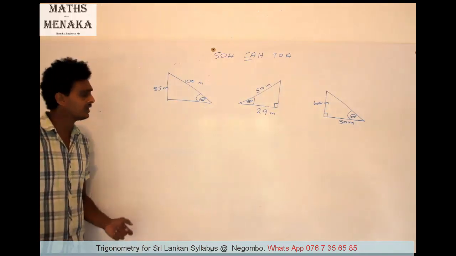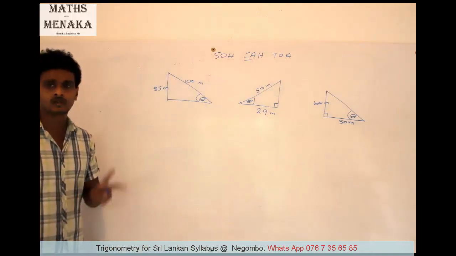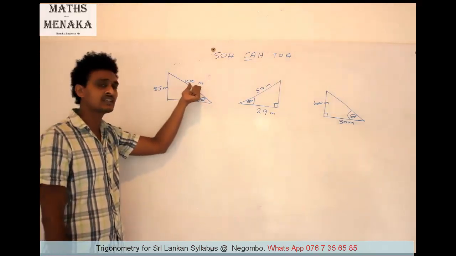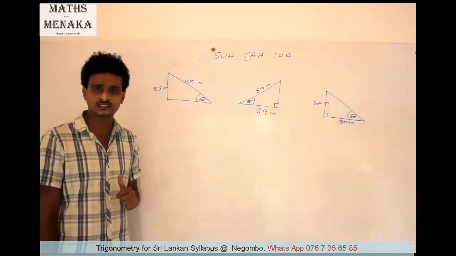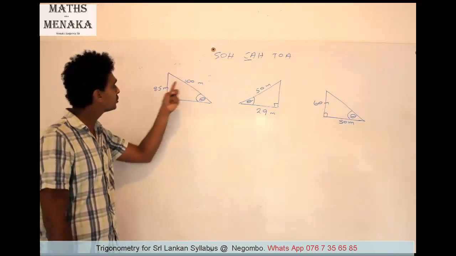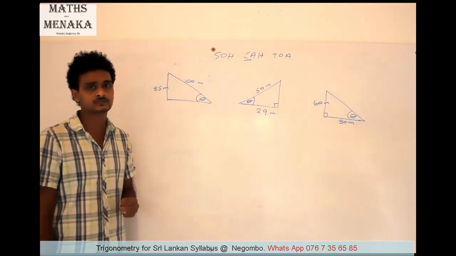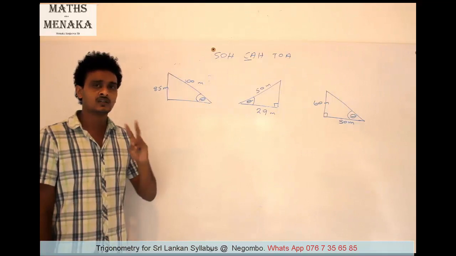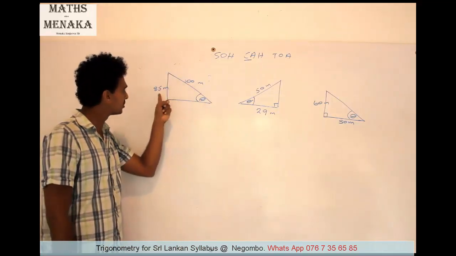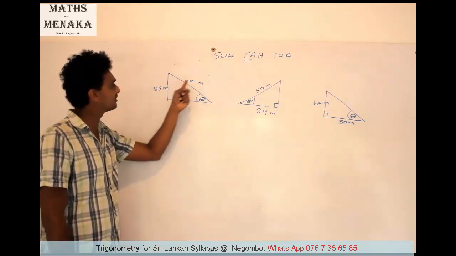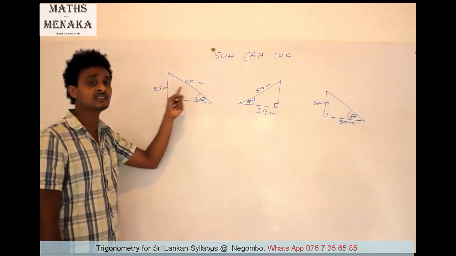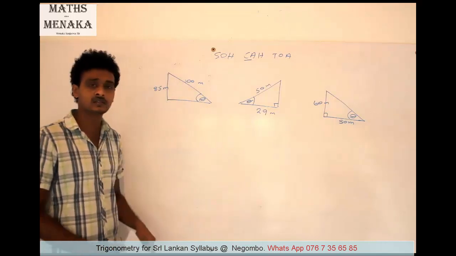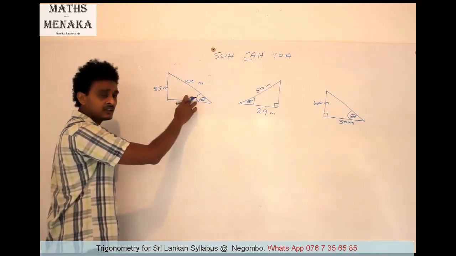Okay, students. Now we'll go to the other type. I told you there are 2 types of questions. First, they give you the angle and a side, and you have to find the length of the other side. The next type is they give the 2 sides and you have to find the angle. In this one also, the lengths of the sides are given. You have to name them according to the angle. Now the angle you have to find is this angle.